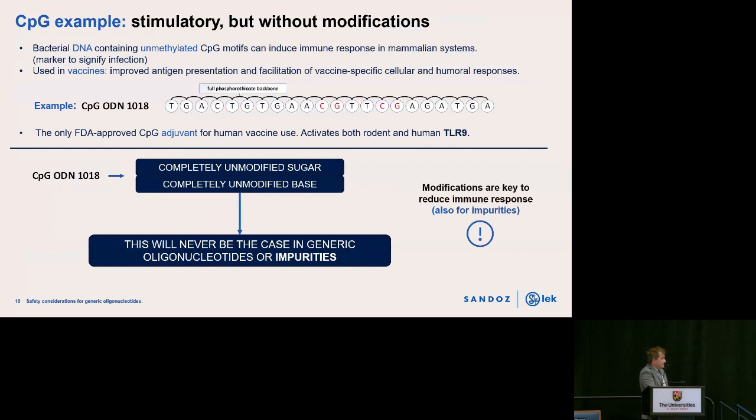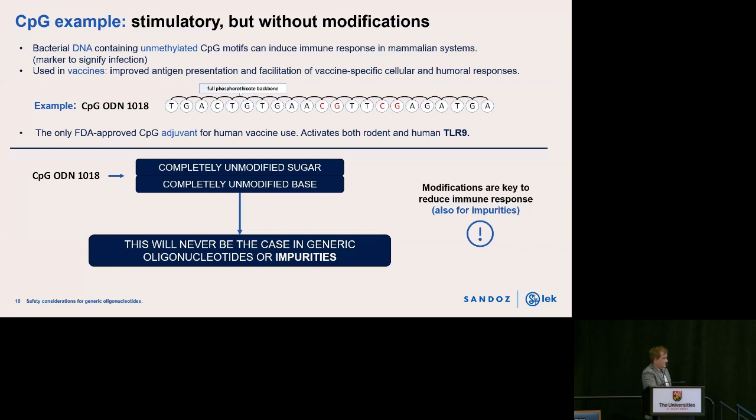So as you are well aware, bacterial DNA contains many repeats of unmethylated CpG motifs, which can induce an immune response in mammalian systems. And this motif was also used in vaccines to improve antigen presentation and facilitate an immune response. An example of this is the CpG adjuvant 1018 here on the slides, which, if I'm not mistaken, is the only FDA-approved CpG adjuvant for human vaccine use. And it works by activating toll-like receptor 9.